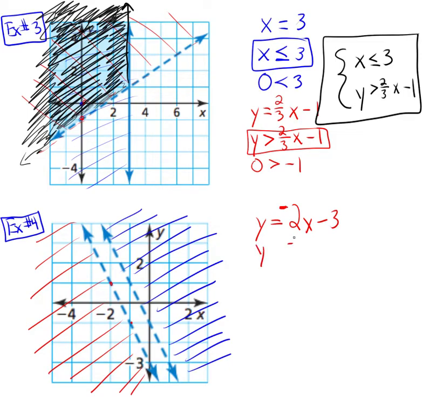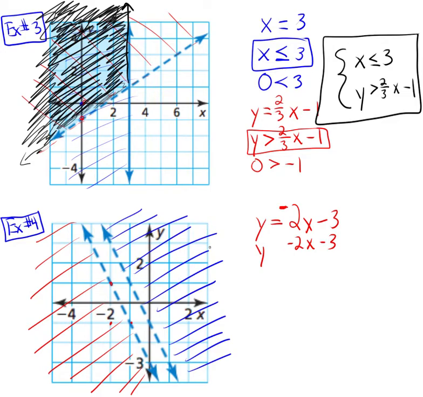Now I'm going to test a point to find the shading part, the inequalities. So I'm going to do (-2, -1). And notice I'm not picking any on the line because that's dashed. We'll do that later.